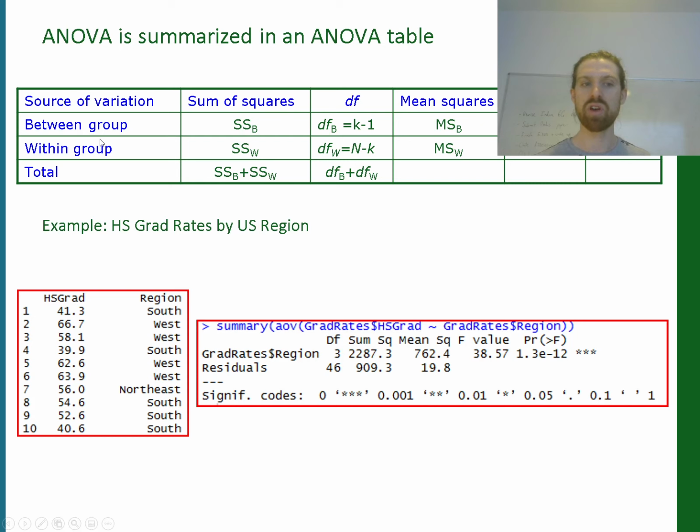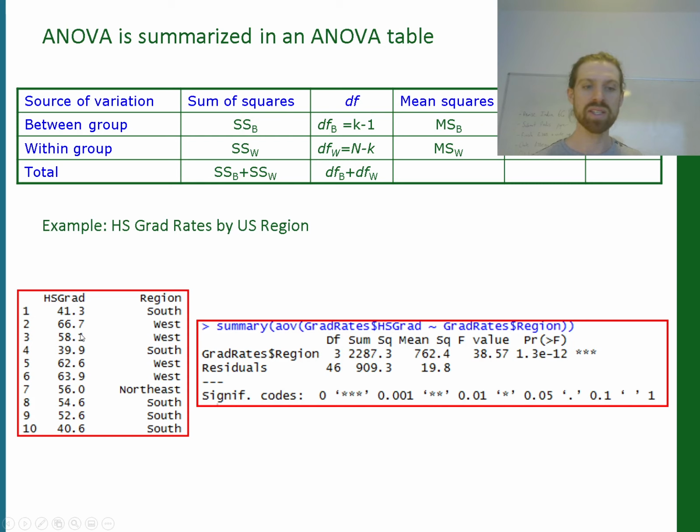Just think of these rows as the between group variability, the within group variability, and then the total variability. We can then think of the sum of squares that we've obtained, the number of degrees of freedom that we've worked out, the mean of the squares, the F ratio, and then the final p-value, okay? We can do this, for example, thinking about high school graduation rates based on the regions across the US.